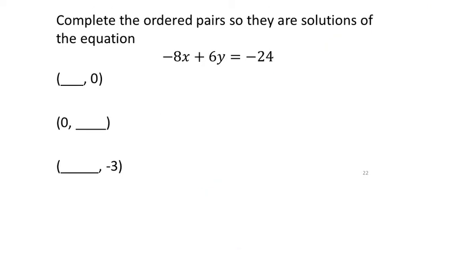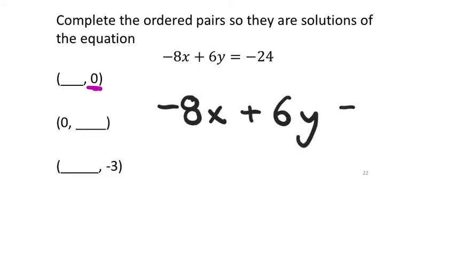So on this one, it says we have to complete these ordered pairs, but they've given us these values. Again, I'll point this out. In the future, they will not give you any values. You'll have to determine your own values to put into the equation, all right? But to start out here, this one says that the y value is 0. Okay, so let's go and write this out. Negative 8x plus 6y equals negative 24. And right now, I'm going to replace the y with 0.